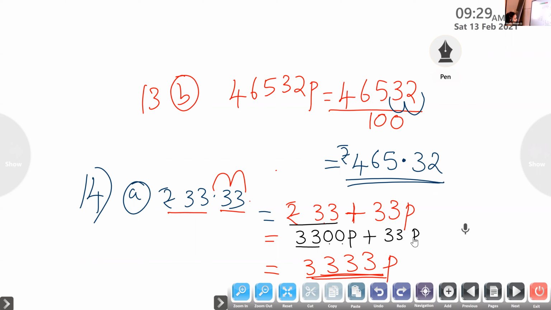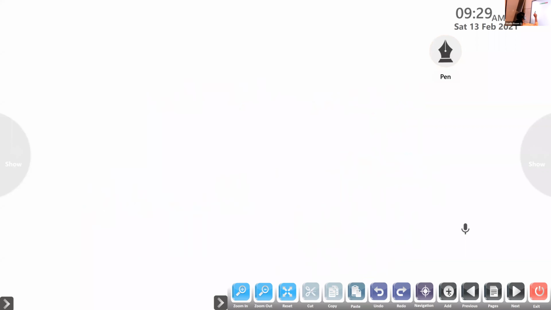Okay, children. Now, can you do question number 14B alone? Divide by 100 and tell me the answer. All of you. 14th B. Ranveer, finish writing. Yes? 14th B. You will tell me the answer. Children, what we have to do?